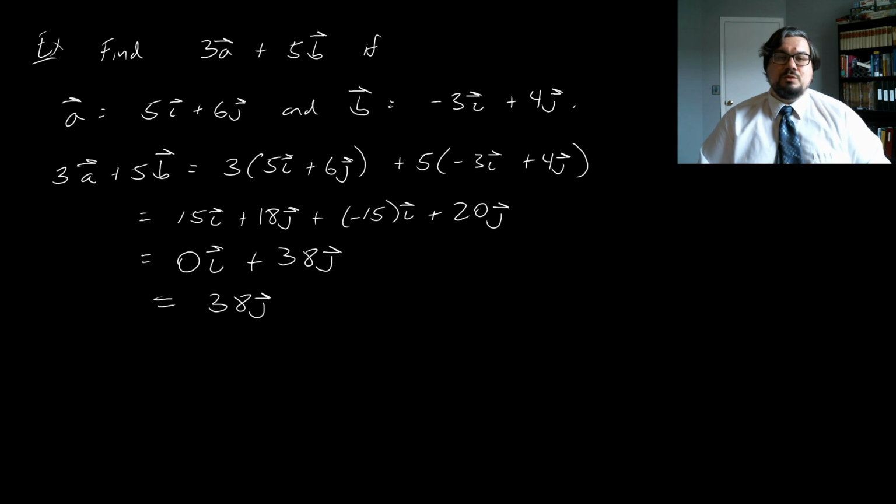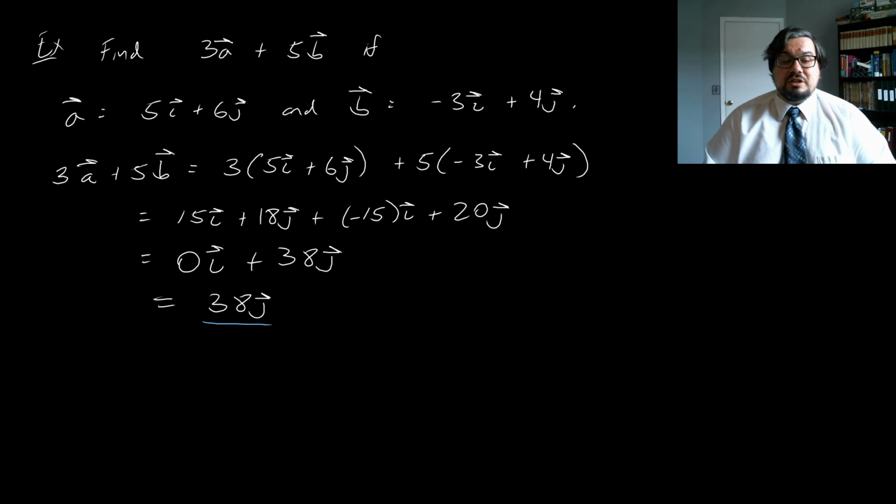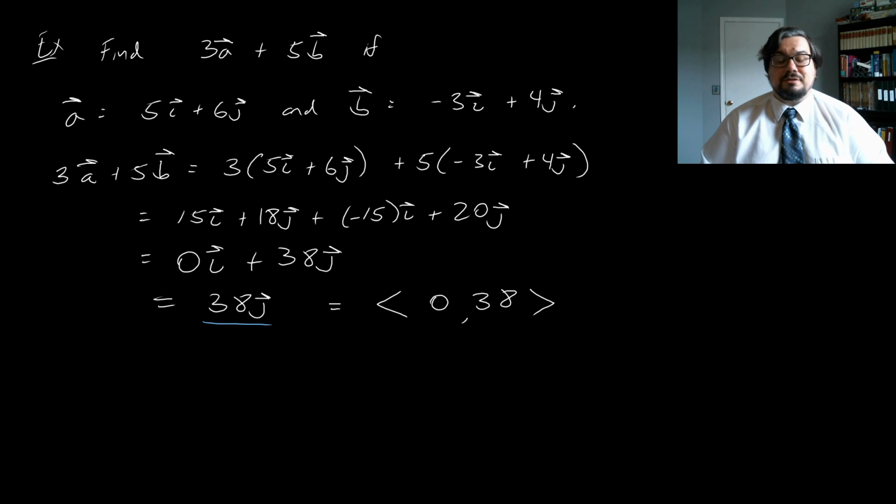This is something that you will occasionally run into when expressing your vectors using the basis vectors i and j. Sometimes you'll get expressions that don't include an i or don't include a j. In that case, to translate it into component form, any of these that don't appear has a corresponding component in the vector of 0. So the vector 38j is in fact just the vector with components 0, 38. And so that's how we can use i and j.